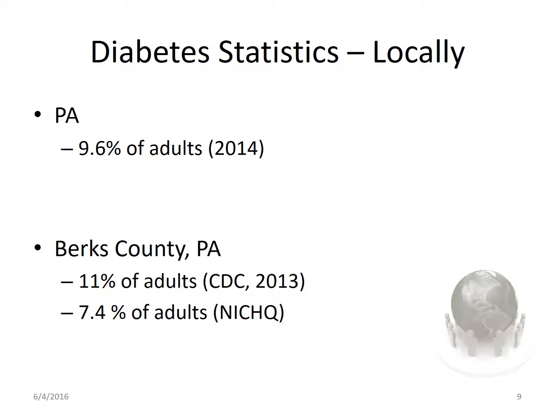So what do all of these numbers mean? And how does diabetes affect the body, especially in the adolescent age group?